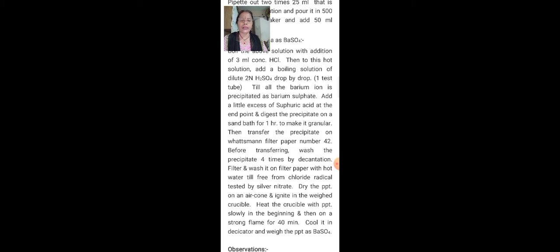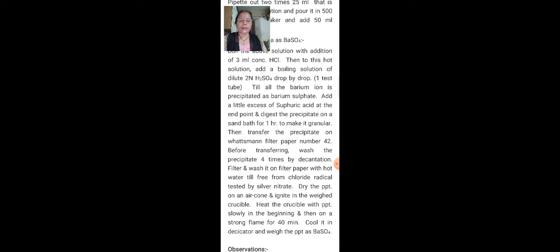Cool it in a desiccator and weigh the precipitate as barium sulfate. While weighing, take care: first cool the precipitate with the crucible in a desiccator which has calcium carbonate and H2SO4, which removes all the moisture from the precipitate and keeps the product cool.